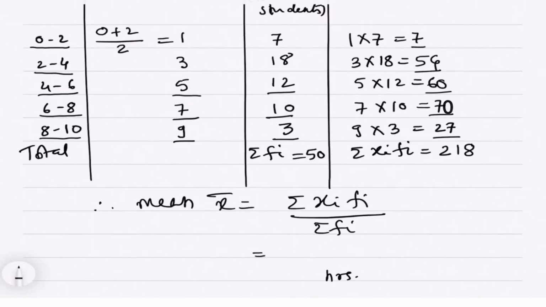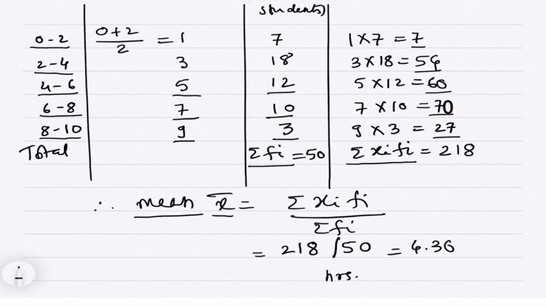Substitute these values of sum xi fi and sum fi in the formula for mean, which is denoted by x bar. X bar equals sum xi fi upon sum fi, which equals 218 upon 50, which gives us the answer as 4.36. Remember, the answer has units, so we have the answer as 4.36 hours.